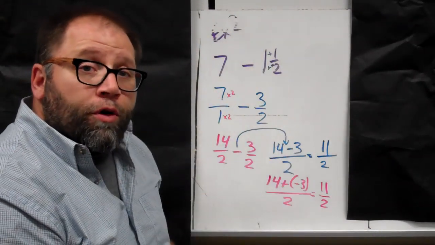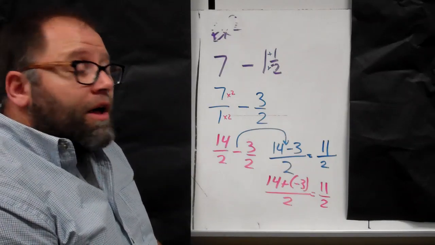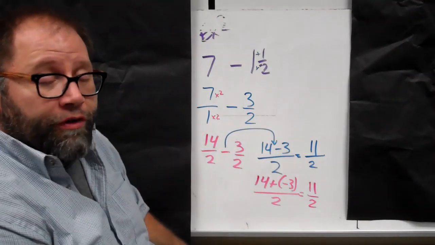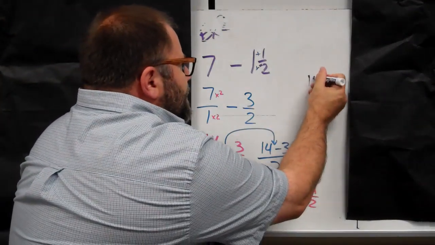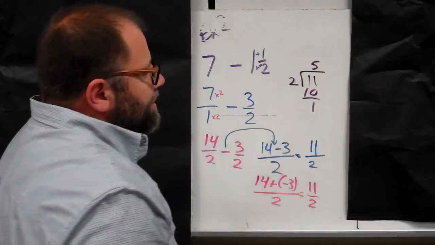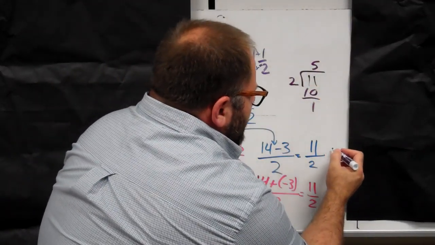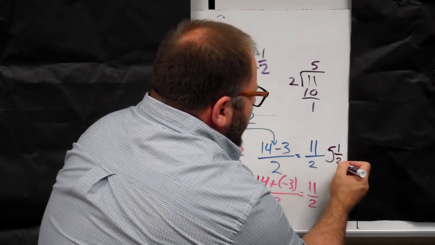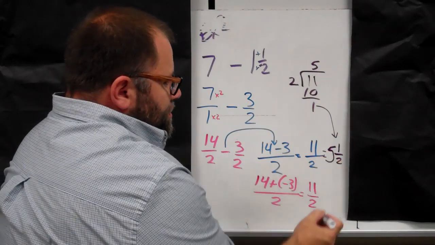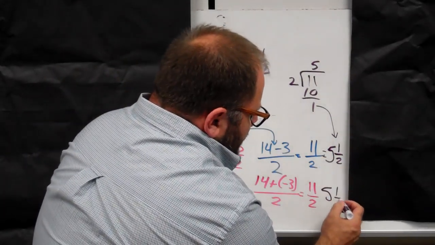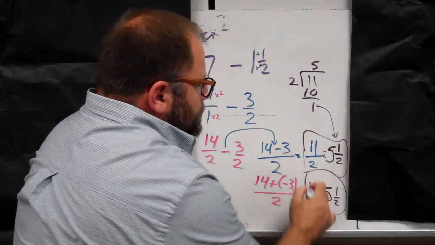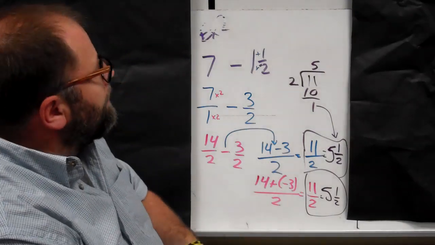Is that in simplest form? Yes. If you wanted to switch it to a mixed number, you absolutely can. How many 2's will fit into 11? 11 divided by 2, a little side math. 5, 10, 1 remaining, that's fine. So I know that I'm going to have 5 and 1/2. That remainder becomes my new numerator. My denominator does not change. And this would also be 5 and 1/2. Either way is fine. Let's do one more.